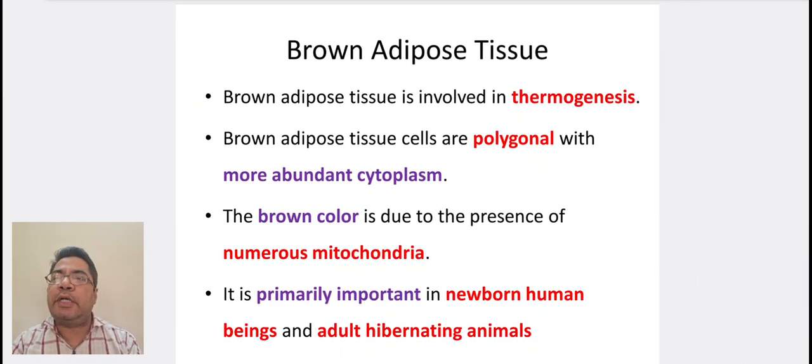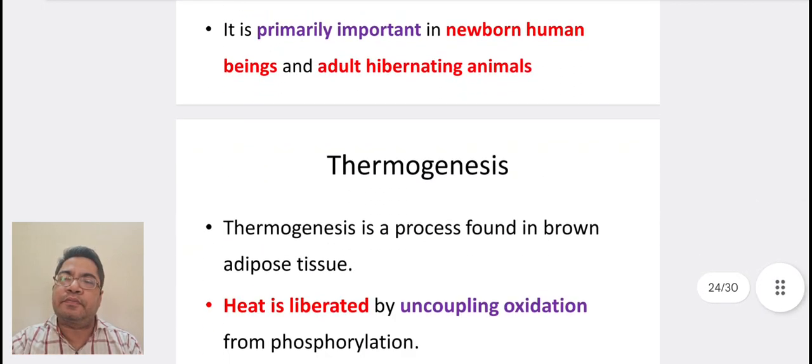Coming to brown adipose tissue. Brown adipose tissue is involved in thermogenesis. Brown adipose tissue cells are polygonal with more abundant cytoplasm. The brown color is due to the presence of numerous mitochondria. It is primarily important in newborn human beings and adult hibernating animals.